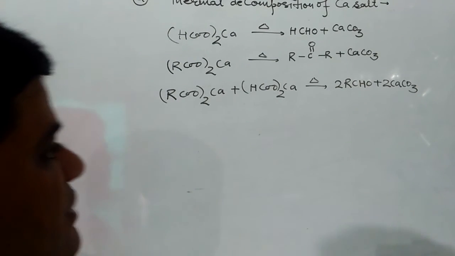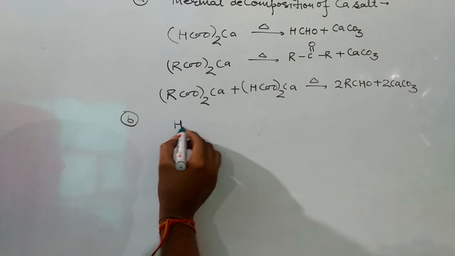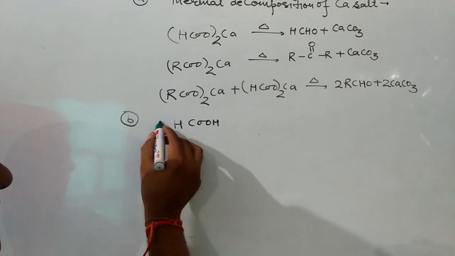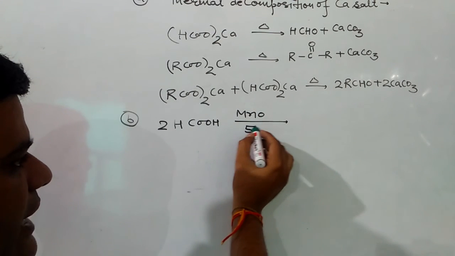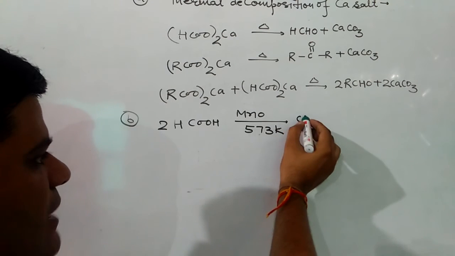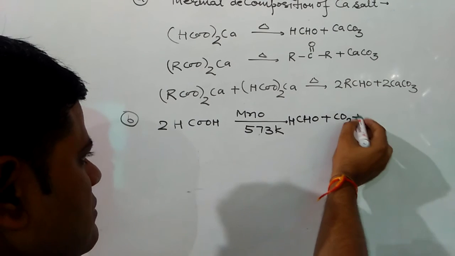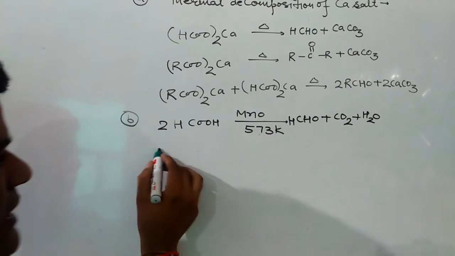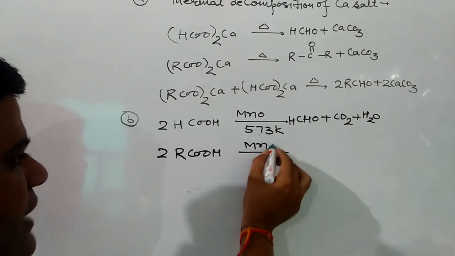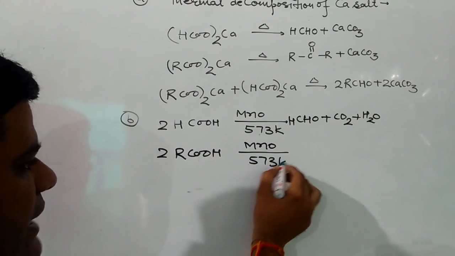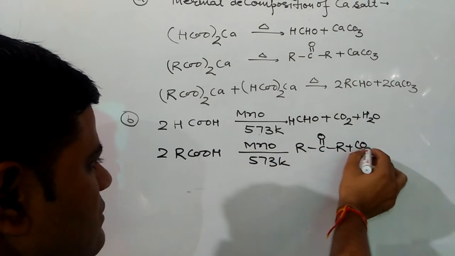And the second method by which we can change carboxylic acid into aldehydes and ketone is by passing vapors over MnO at 573 Kelvin. If formic acid vapors are passed, then product will be formaldehyde plus CO2 plus H2O. If any other acid vapors are passed over MnO at 573 Kelvin, then we will get ketone as a product, ketone plus CO2 plus H2O.